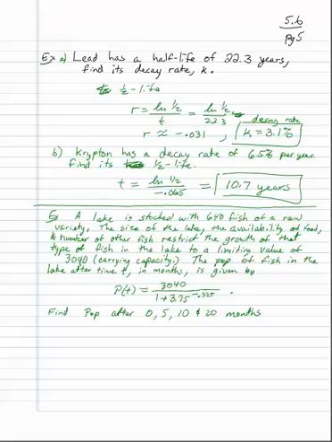So find the population after 0 months. Okay, so remember that should be our initial. So we're going to put in 0. So that's going to be 3040 divided by 1 plus 3.75 to the 0 is just 1.